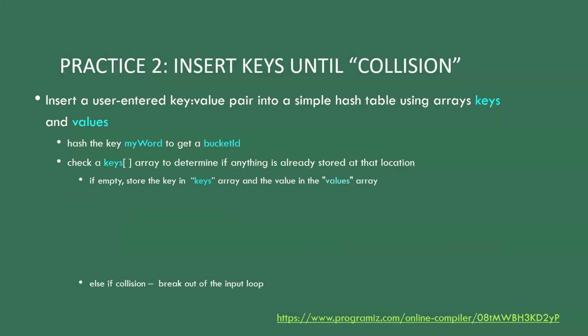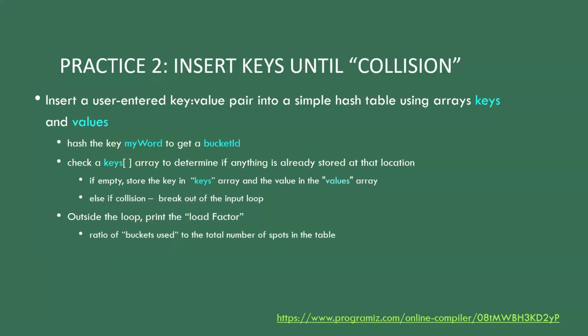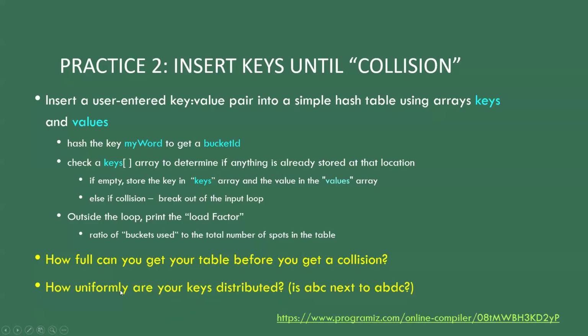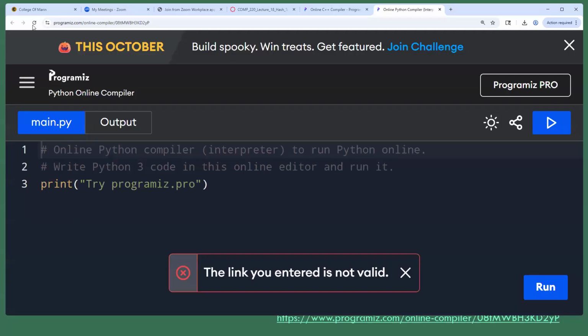So let's just do this practice. This is 2 of 3. So let's see if we can do this until we get a collision, and we'll break out of the loop when we do that. And see how close you can get to a full table, and look at how uniformly your keys are distributed. Okay, so let's dive in here.